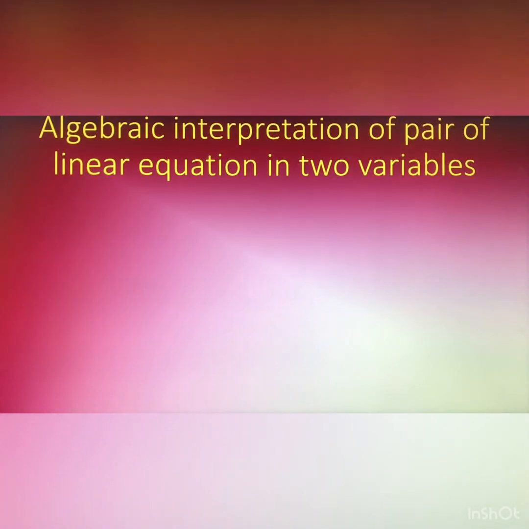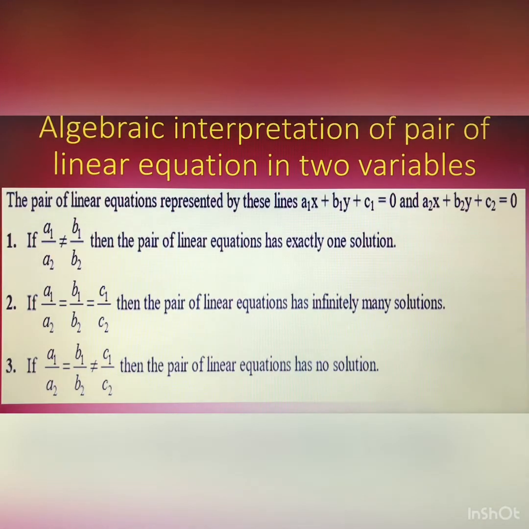So dear, moving to the second one, algebraic interpretation of a pair of linear equations in two variables. Let us consider a pair of linear equations represented by these lines, a1x plus b1y plus c1 equal to 0 and a2x plus b2y plus c2 equal to 0. So just by observing these two equations, we can determine the condition of the lines.